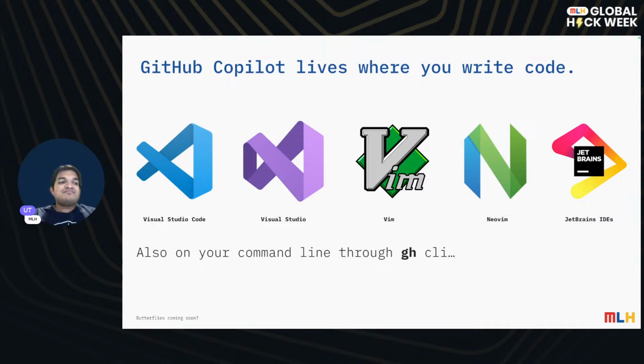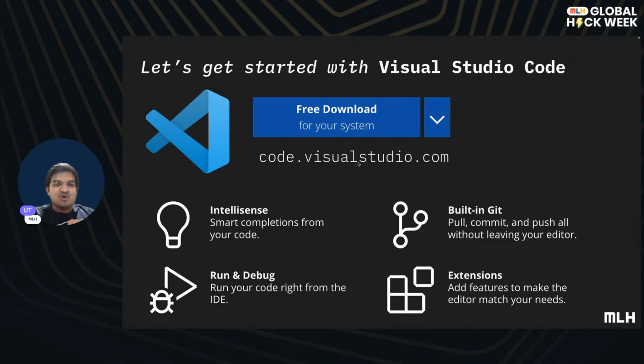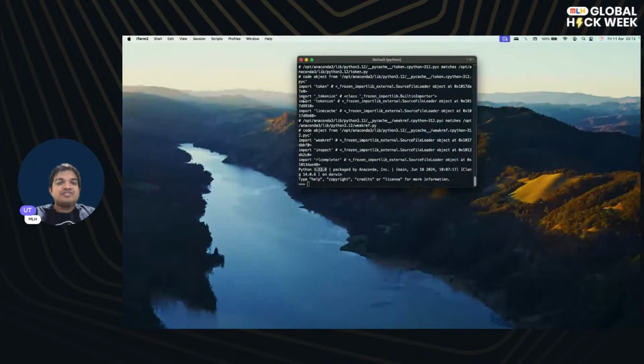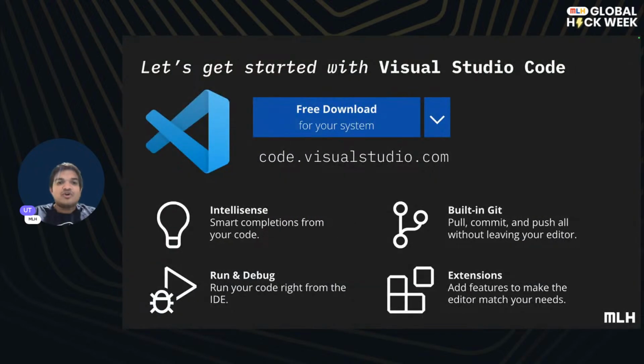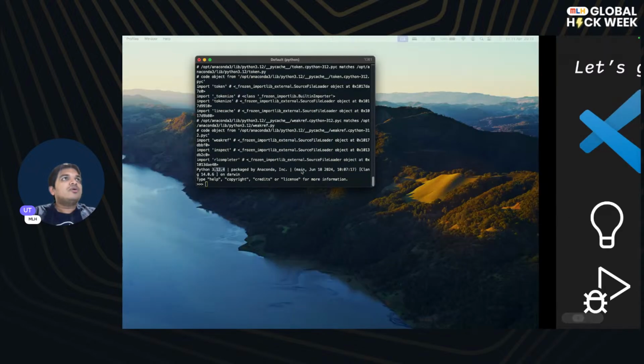My personal favorite is GitHub Copilot with Visual Studio Code. So let's talk about how you can install Visual Studio Code. To download Visual Studio Code, you can visit code.visualstudio.com. Let me share that link in the chat as well. Let me show you how it looks.